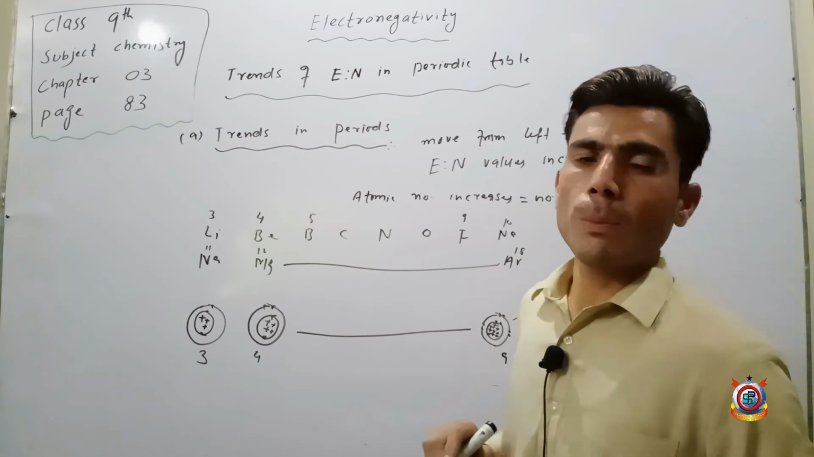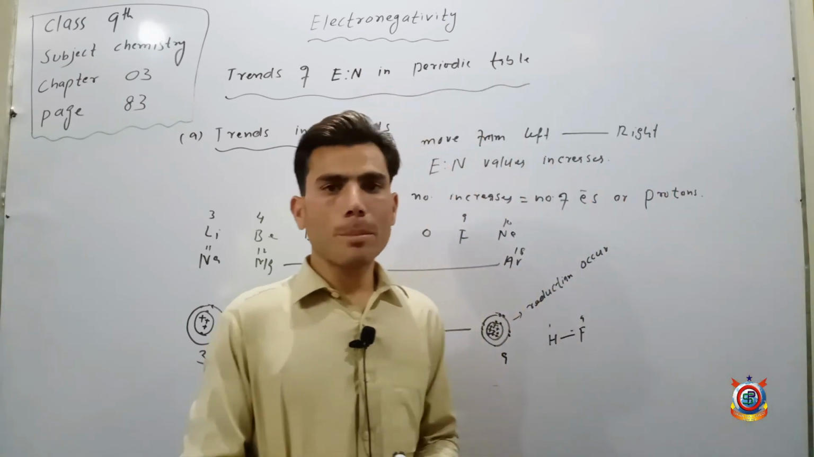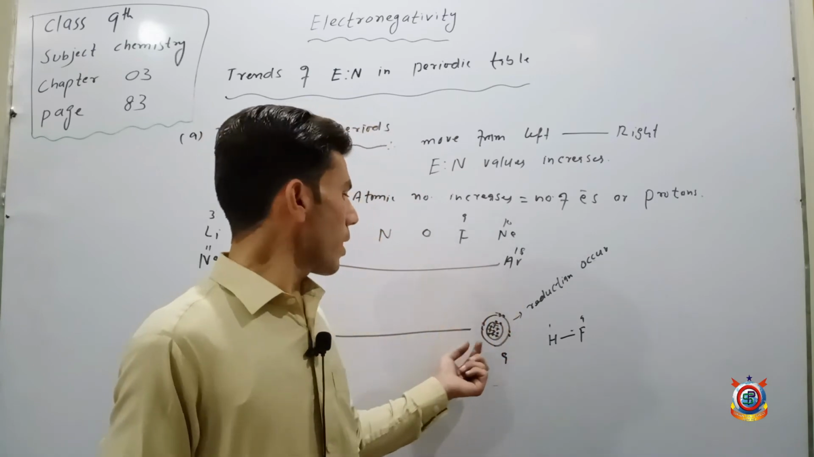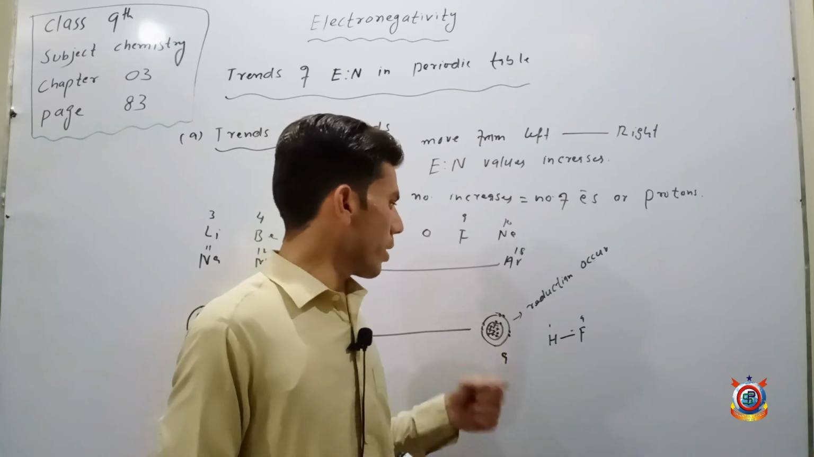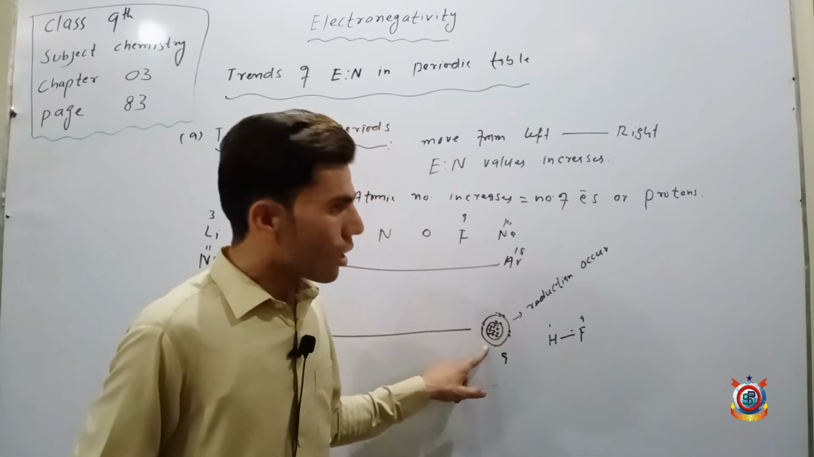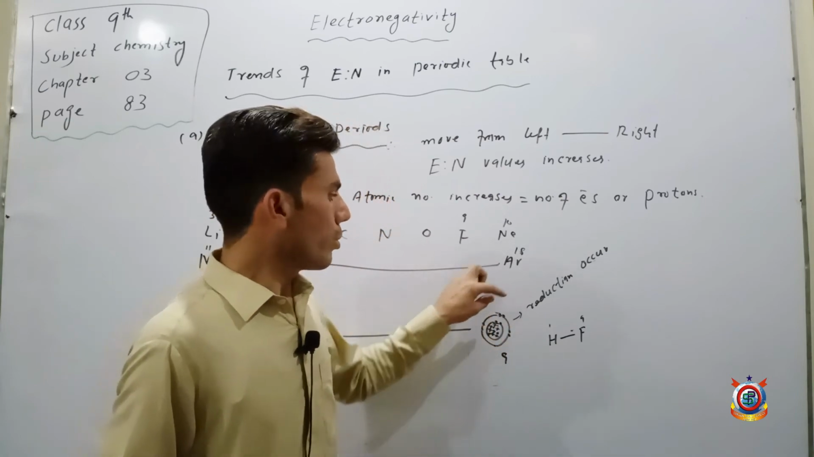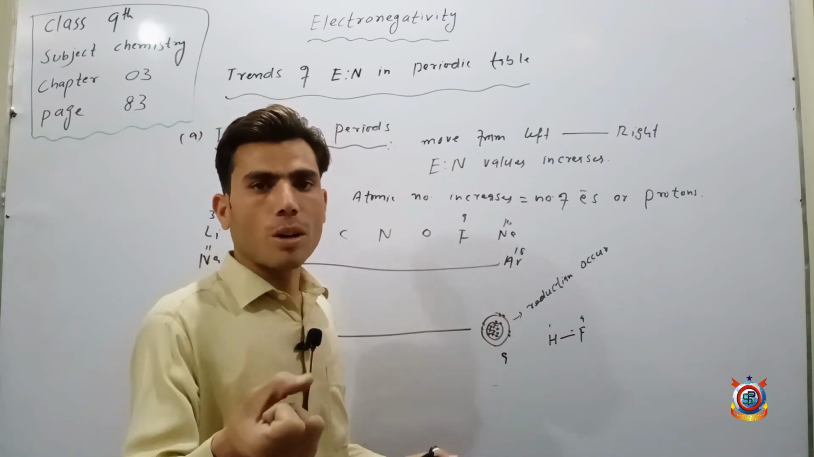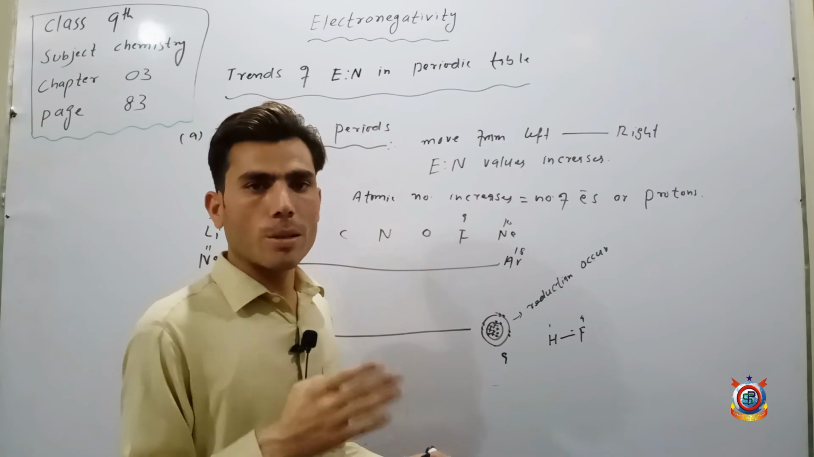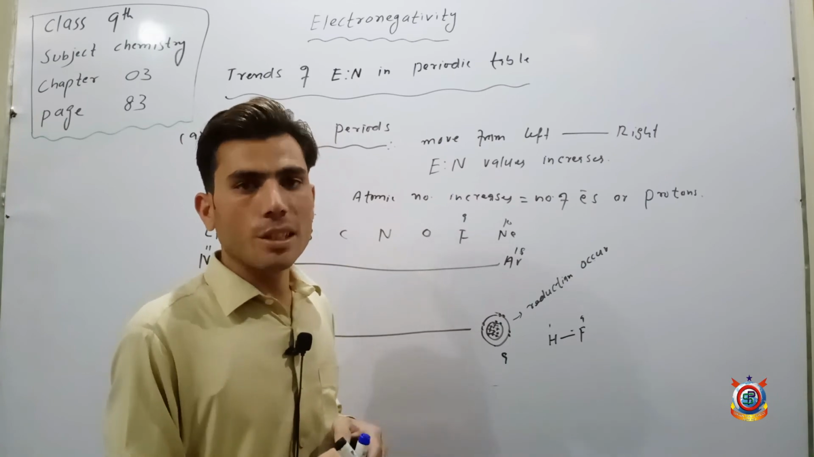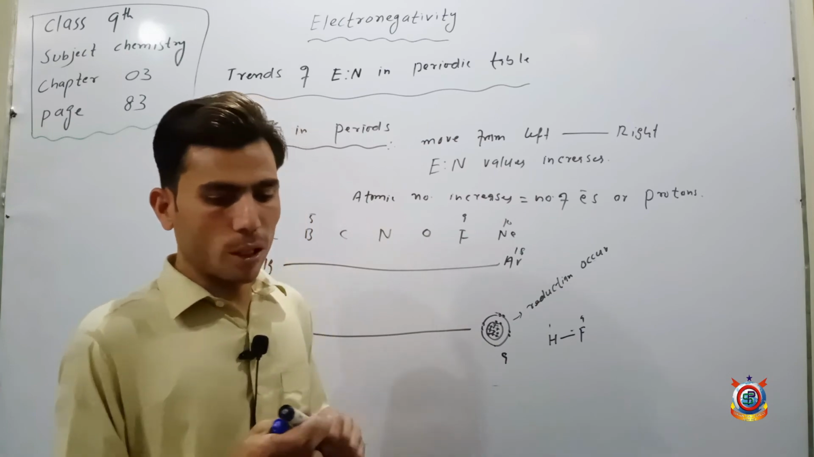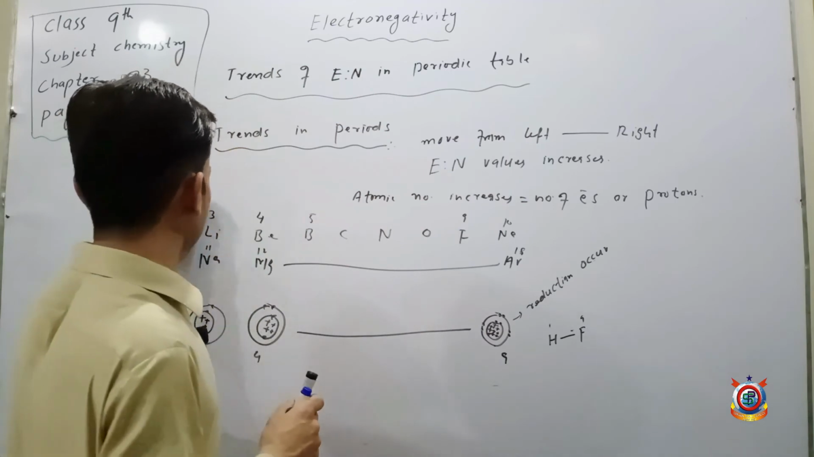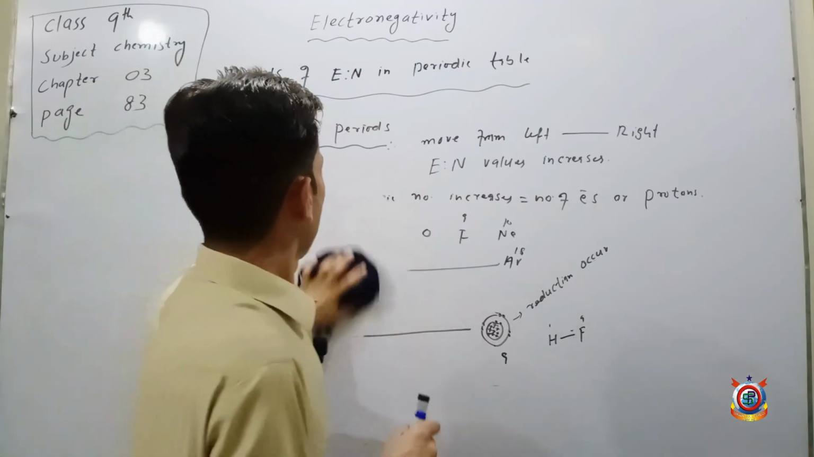So when we move from left to right in periods, what happens? The atomic number increases, meaning the positive charge on the nucleus increases. Due to the increase of nuclear charge, the size of an atom reduces, and due to the reduction in size of an atom, the ability of an atom to attract the electron pair in a covalent bond towards itself increases, and hence electronegativity values increase when we move from left to right in periods. Now trends in groups.